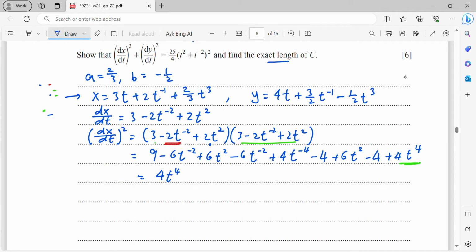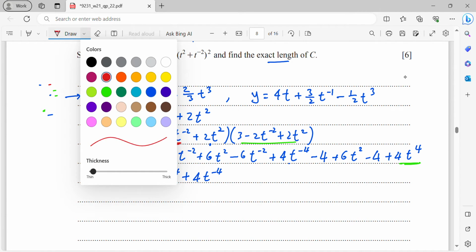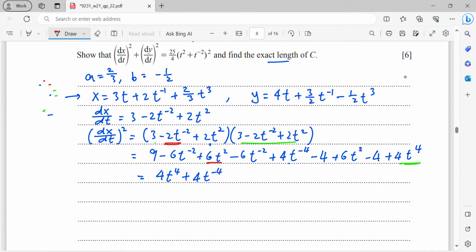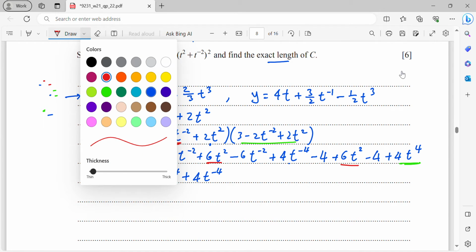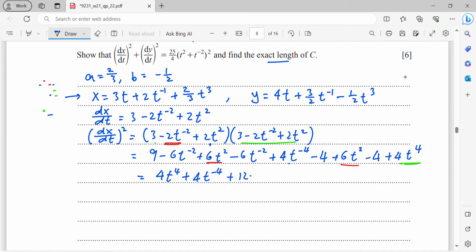And then followed by 4t degree negative 4. Okay, then t squared: 6t squared, 6t squared, so 12t squared. After that, negative 6t, negative 2, and then negative 6t, negative 2. So it means that negative 12 t power negative 2. Okay, lastly, left the constants.